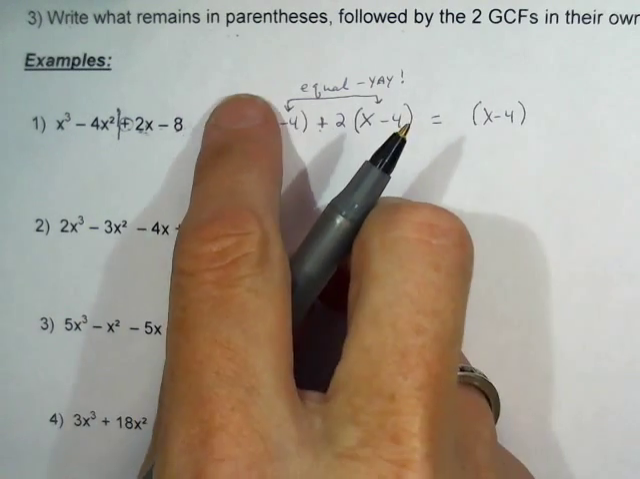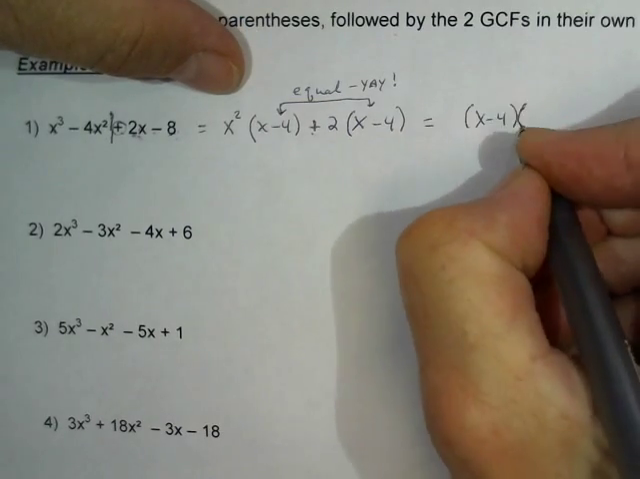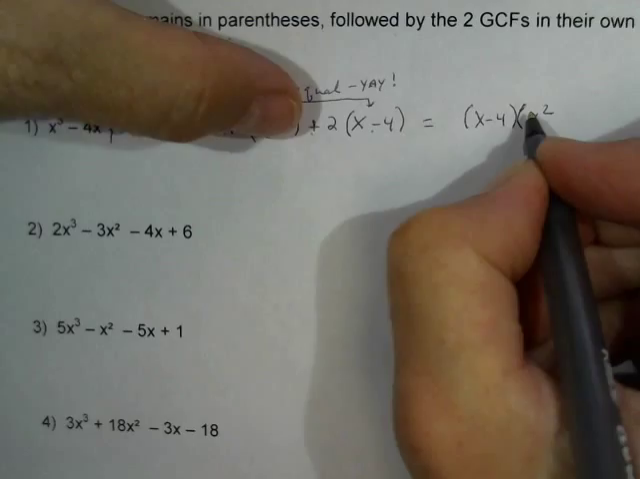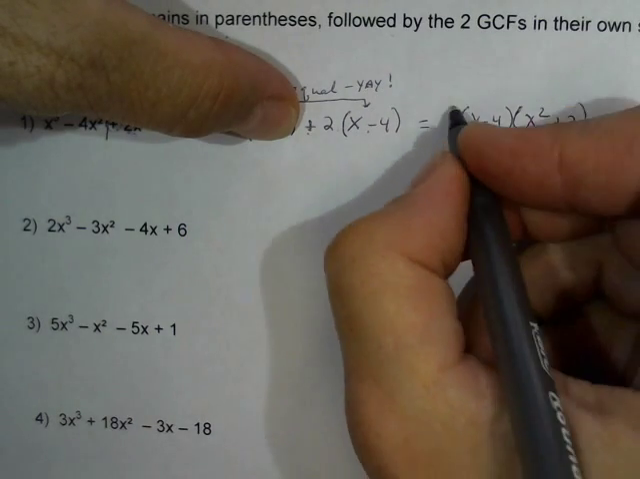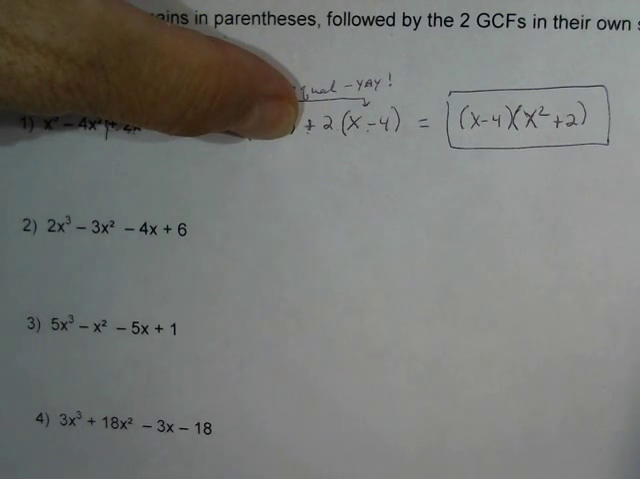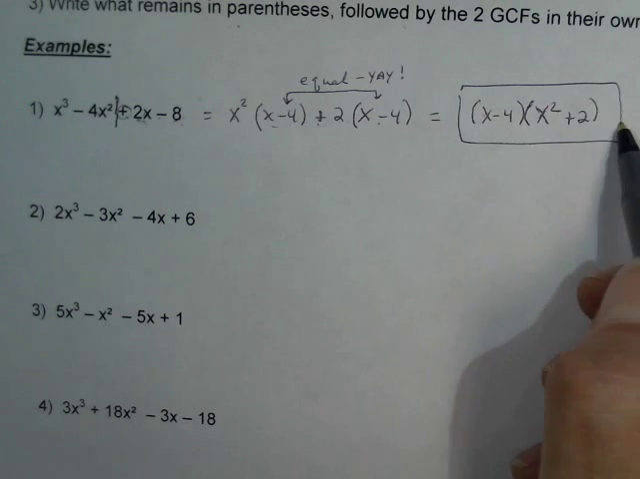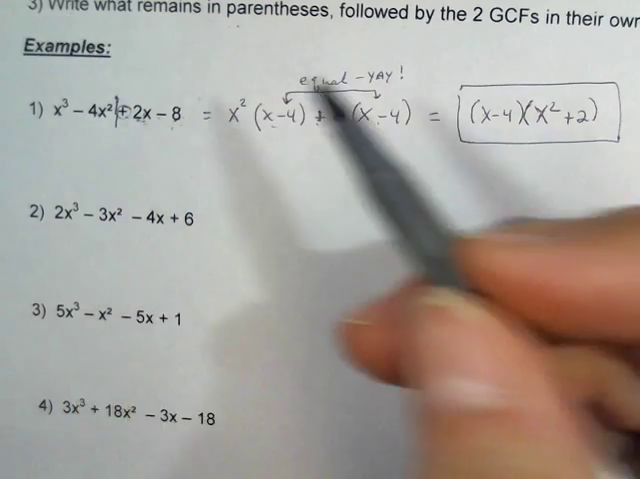It's almost like having a term here and a term here. So here's your GCF, and what remains after you pull out the x minus 4 is this x squared and this plus 2. And that is it. You're done with that factor by grouping. And you could check your answer if you wanted to by foiling it. When you multiply by FOIL, you will get back the original problem.